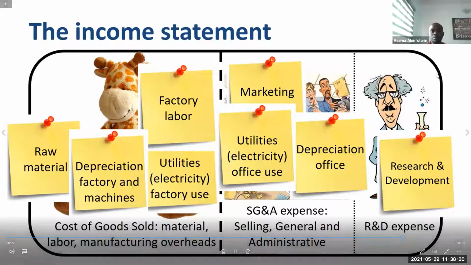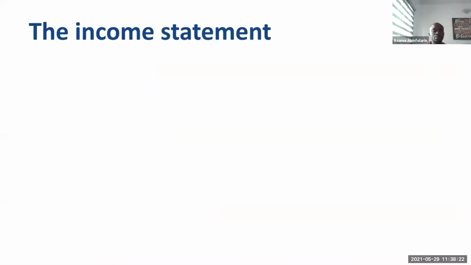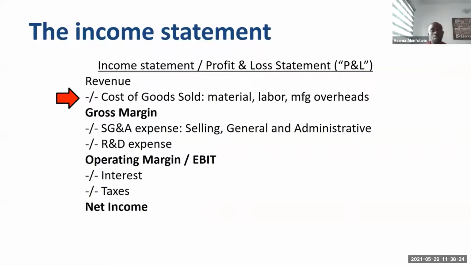Or in a more formal look on the income statement, cost of goods sold is right here near the top. If you take revenue and deduct COGS, you get to gross margin. SG&A and R&D are placed as a line item a bit lower in the income statement. If you take gross margin and deduct SG&A and R&D, you get to operating margin.